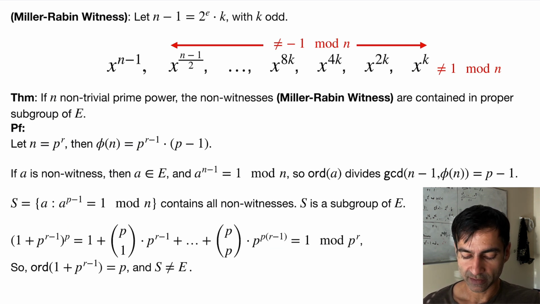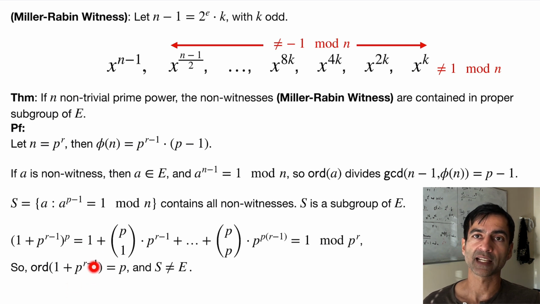So this entire expression is equal to 1 modulo p to the r, and that means the order of this number must divide p, which means it must be equal to p. So the order of this number is equal to p, but p does not divide p minus 1. P does not divide p minus 1, so this number cannot be inside S. And that means that S is not equal to E.